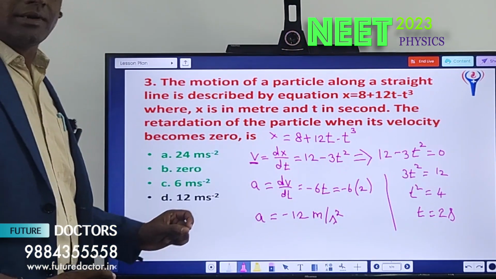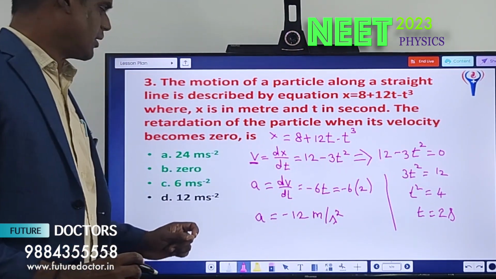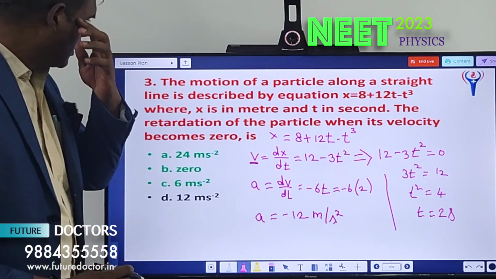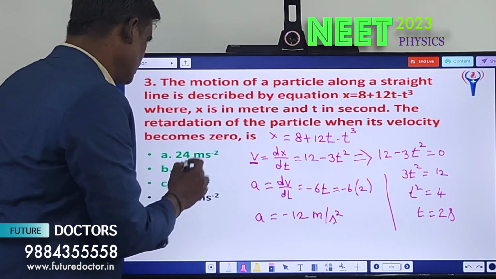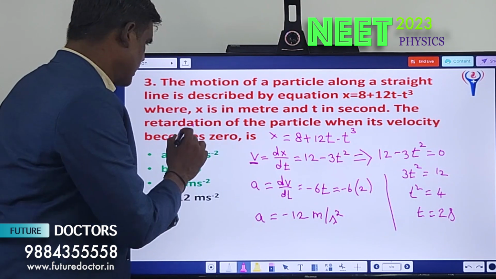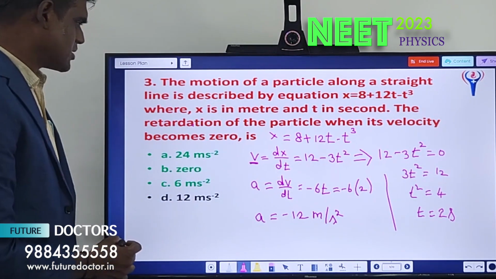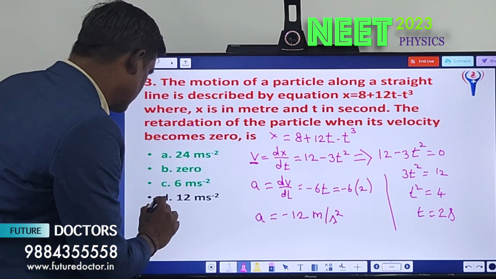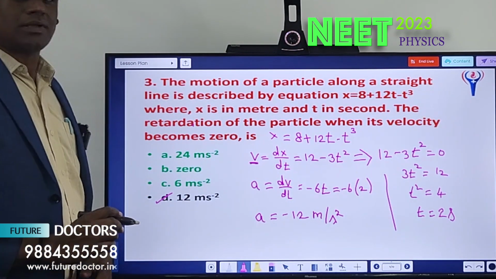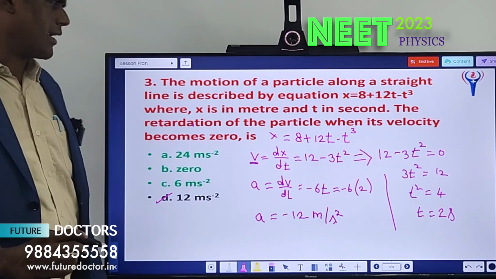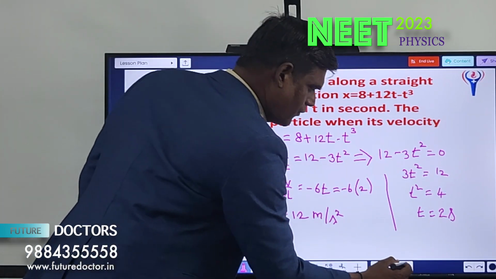What is retardation? Decreasing velocity or negative acceleration. So already I mentioned retardation, so no need to mention minus. Therefore, option D, 12 meter per second square is the correct answer. Let's move to question number 4.